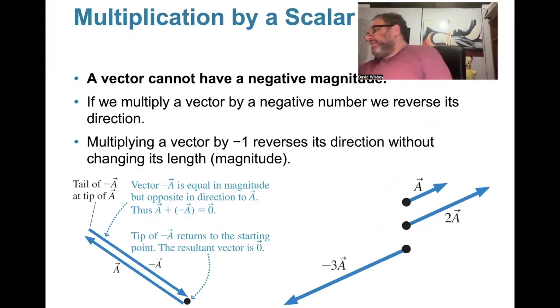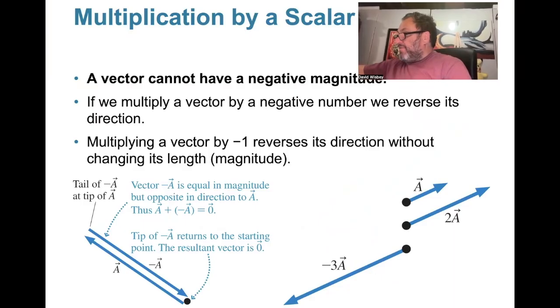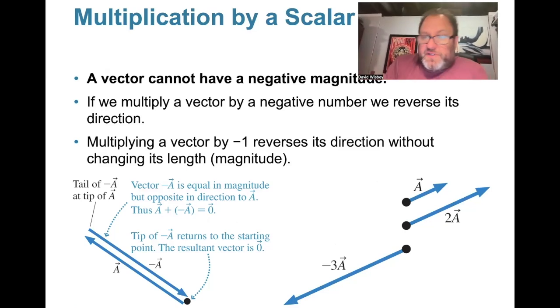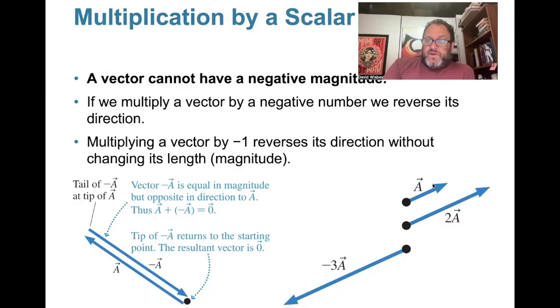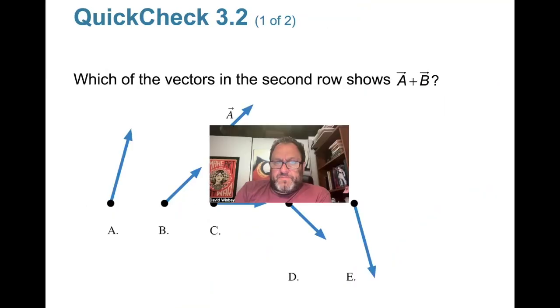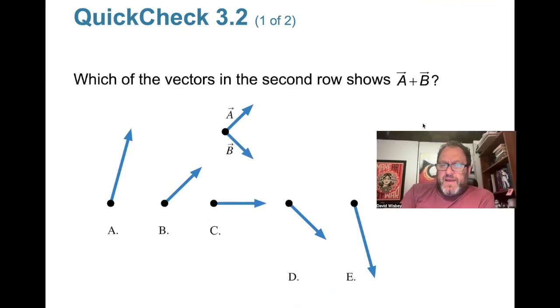The magnitude of a vector can never be negative. If the vector becomes negative, that means it just points in the negative direction. So it changes the direction and makes it opposite to what it was. So here's A. We multiply it by 2, that makes it twice as long. Then we multiply it by negative 3, and that changes the direction.